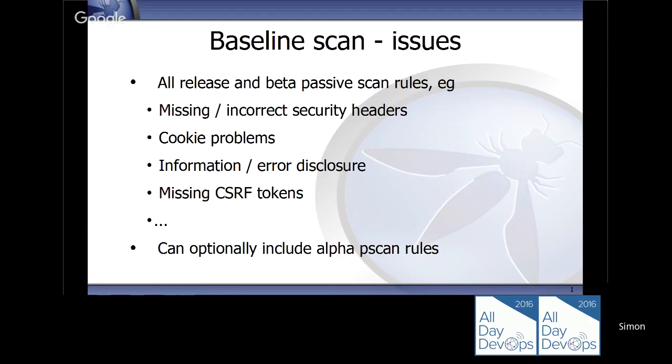So the baseline scan includes all of the release and beta passive scan rules. So it will find things like missing or incorrect security headers, problems with cookies, missing CSRF tokens, error disclosure, things like that. But you can optionally include the alpha passive scan rules as well.